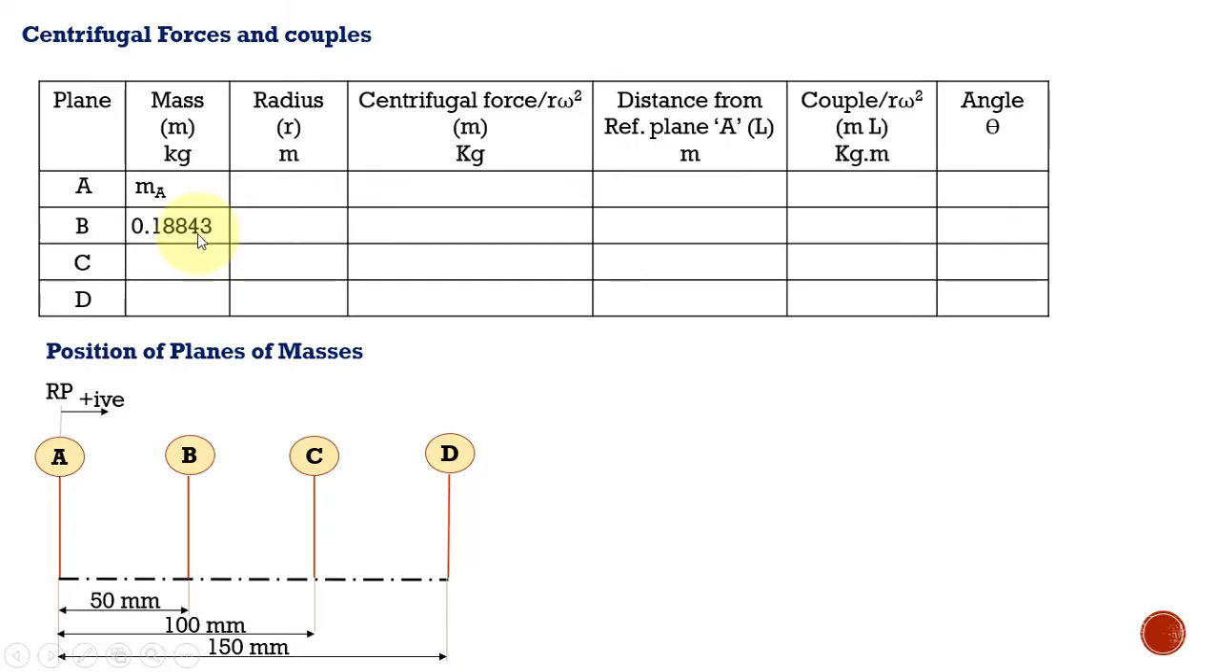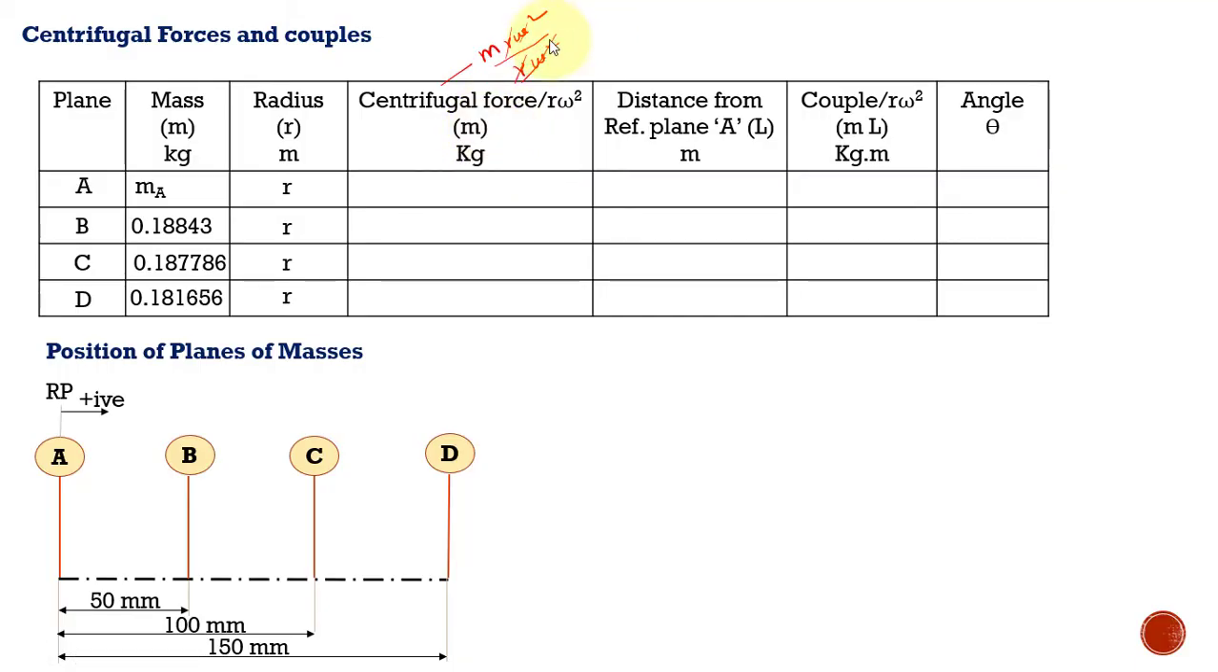Values are given in gram, so we have to convert them into kilogram. The mass of A is not provided and other values are given. As far as radius is concerned, we don't need to bother about it because they are revolving with the same radius. So in these calculations we are not going to consider the radius value. We know that centrifugal force is m r omega square. While calculating centrifugal force, r is common and omega is also common, so we are going to ignore these two values and consider only the m value.